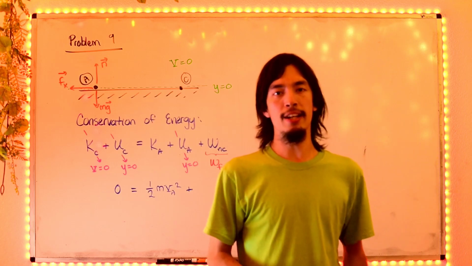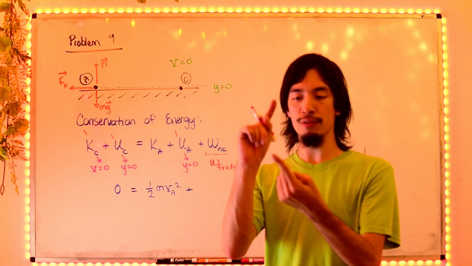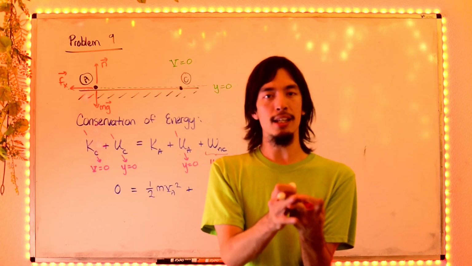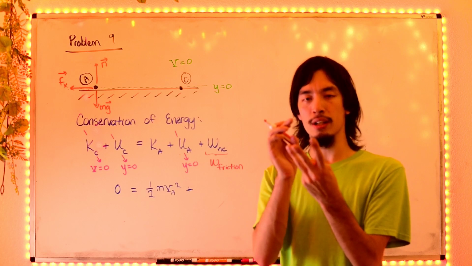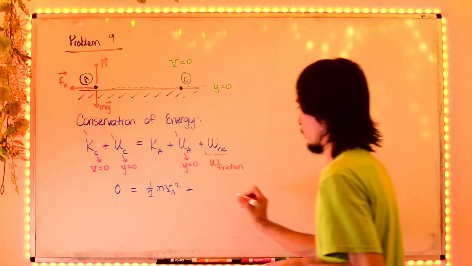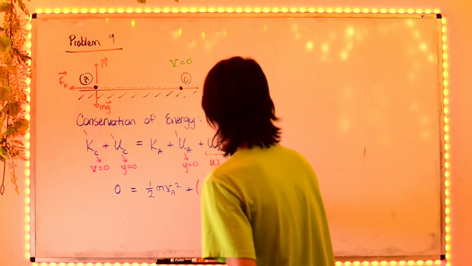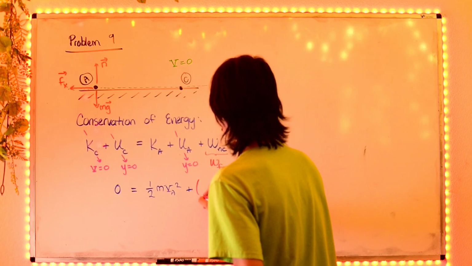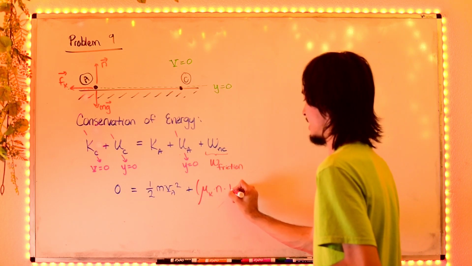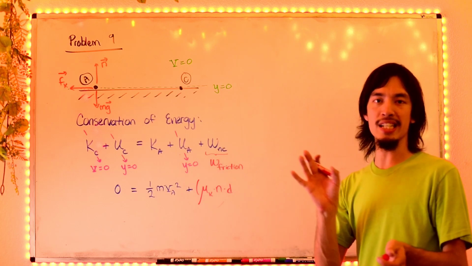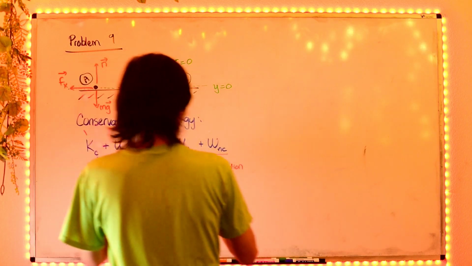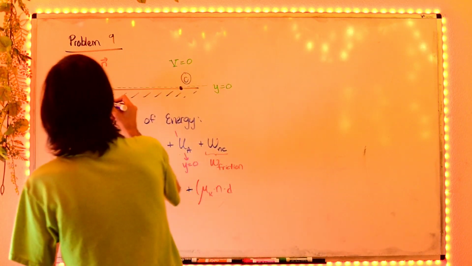Work, by definition, is the product of the force in question, which in this case is friction, times the distance you move over, and the cosine of some angle between those two directions. So the work done by friction will be written as the friction force, which is the coefficient times the normal force, times the distance you go over. Let's call that distance d. The distance d is the distance between point A and point C.